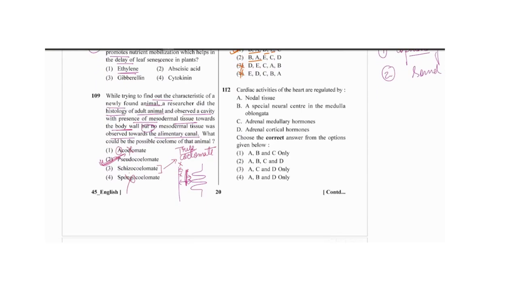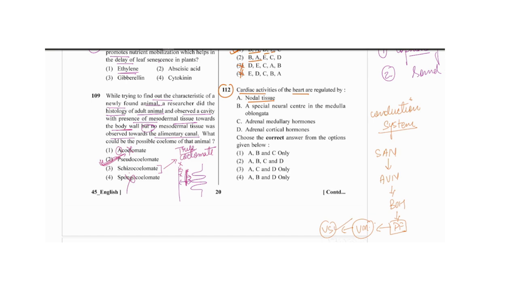The next question, number 112, says cardiac activity of the heart is regulated by the nodal tissues. Nodal tissues means they are talking about the conduction system. We have seen that the conduction system starts from the SA node, which is present on the upper right corner of the heart, and then it gives the signal to the AV node, then the bundle of His, and finally the Purkinje fibers. The Purkinje fibers give the signal to the ventricle muscles, then contraction happens and ventricular systole occurs.